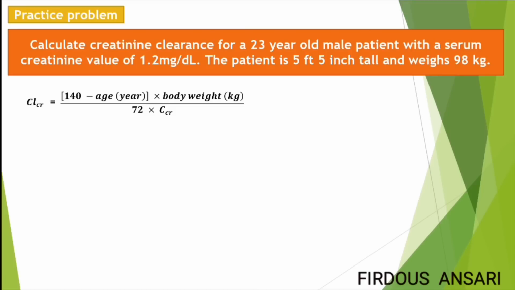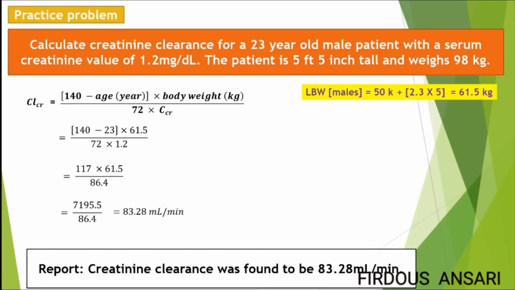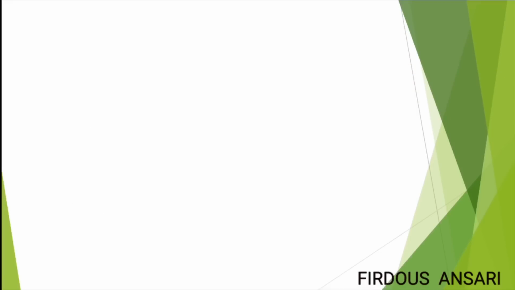We just need to calculate the lean body weight of the male. 2.3 multiplied by 5, because it is 5 inch, and we got the value 61.5 kg. Now very simple, put all the values and we'll have the value of 83.28 ml per minute. Okay, so creatinine clearance was found to be 83.28 ml per minute.